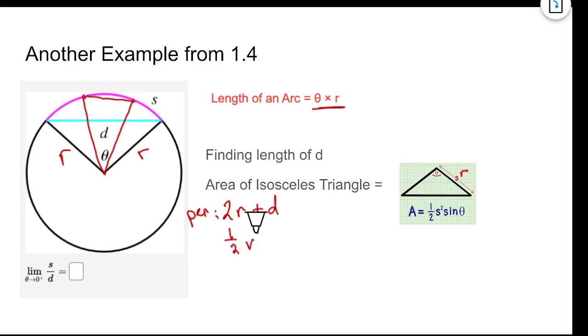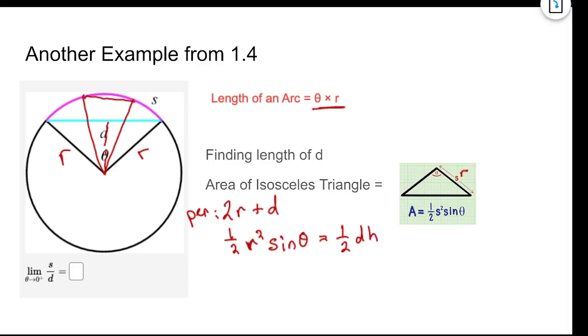1/2 r squared sine theta. But the area is also, if I were to calculate the height, going to be 1/2 the base times the height. The base in this case is d, and the height is some value.